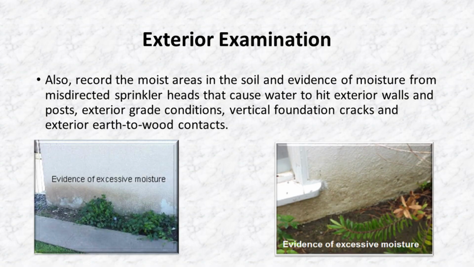Also, record the moist areas in the soil and evidence of moisture from misdirected sprinkler heads that cause water to hit exterior walls and posts, exterior grade conditions, vertical foundation cracks, and exterior earth-to-wood contacts.